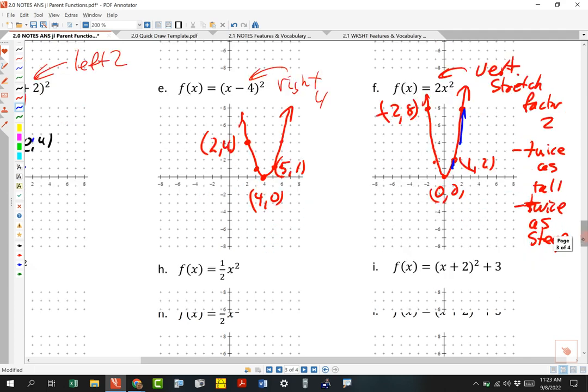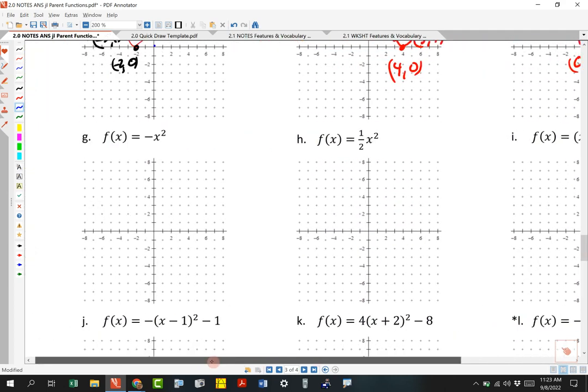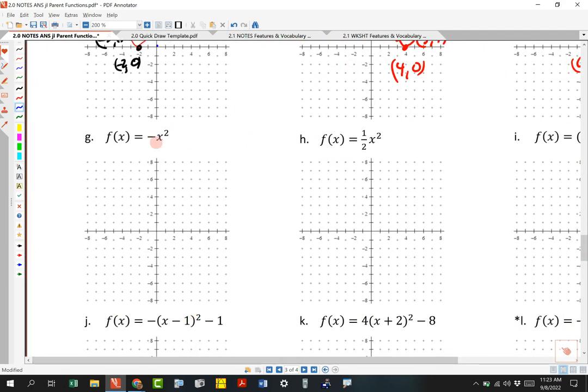Okay, we'll slide down here. We'll keep running through this. So what does the negative do?